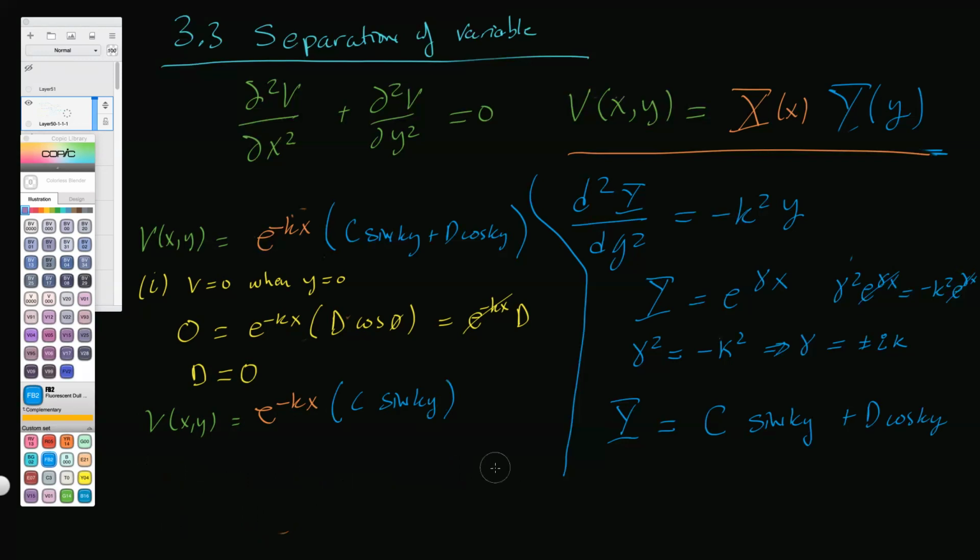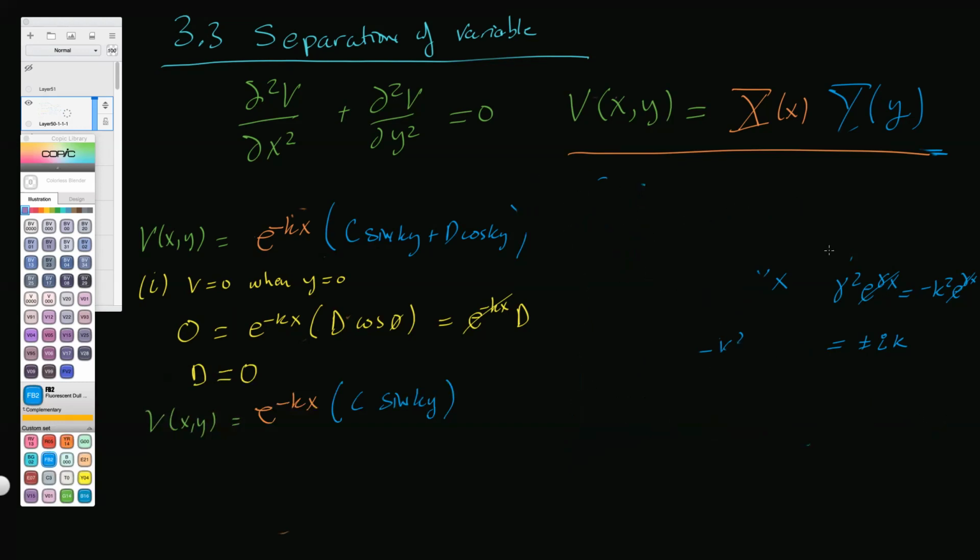All right, let's erase this. The next one was V equals 0 at Y equals A, for the top plate. I'm going to check the time. All right, so let's do boundary condition 2.